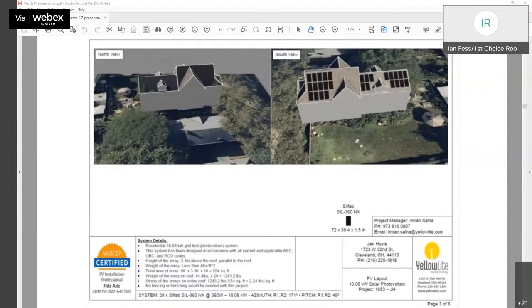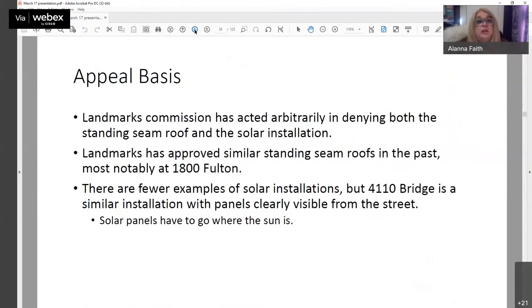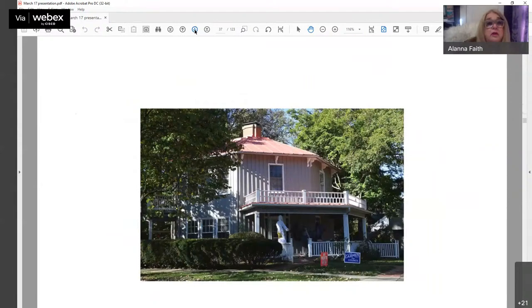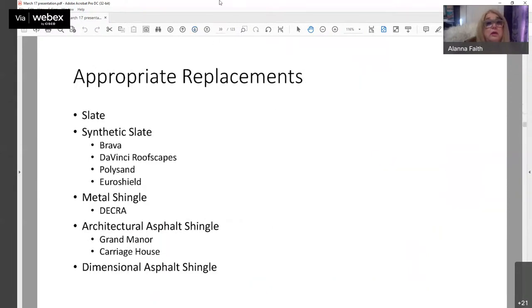Right, okay, so it was the Hatteras. And Mr. Fess, what's the pitch of that roof? It's a 10-12, I believe. Okay, great. To Mr. Brunges's presentation, Maurice, if we could go back to the slide that showed the alternative roofing materials, I just wanted to take a look at that. Okay, great.